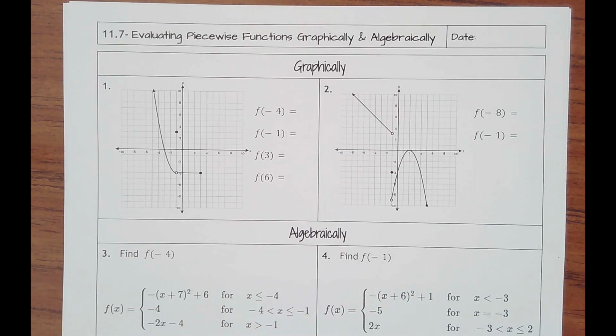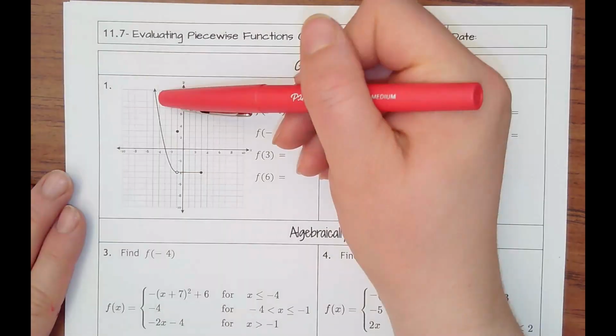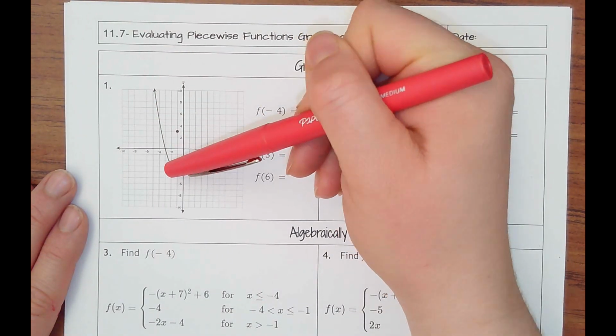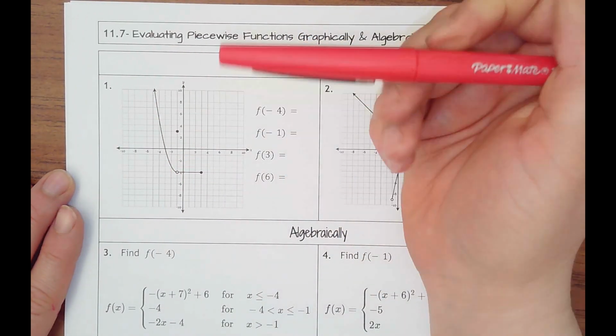11.7 is evaluating piecewise functions graphically and algebraically. Piecewise functions are exactly what they sound like. They're literally pieces of different functions that have restricted domains, so they only go for parts of the way. You can tell this is part of maybe a parabola and that stops, and there's a linear, and then there's also a point on here.